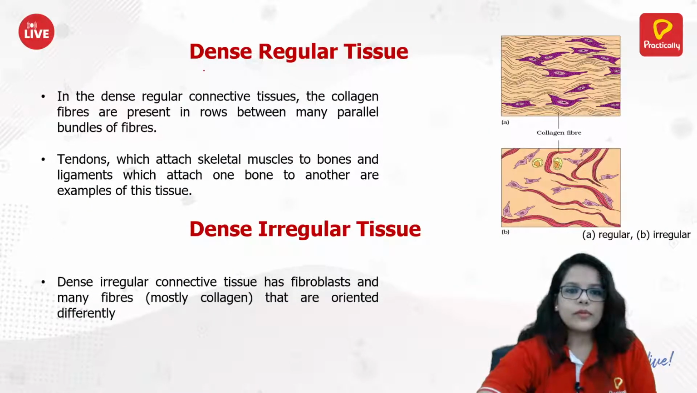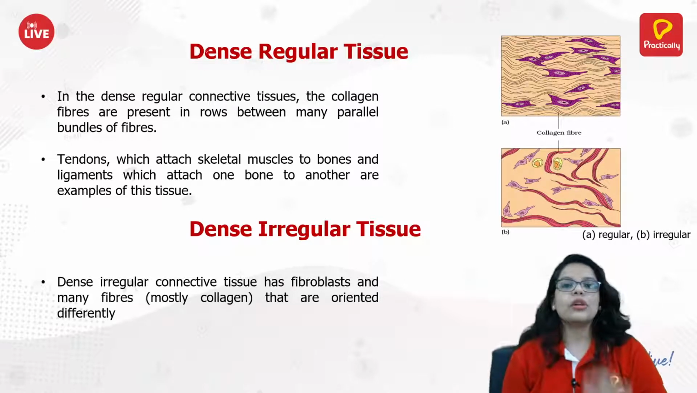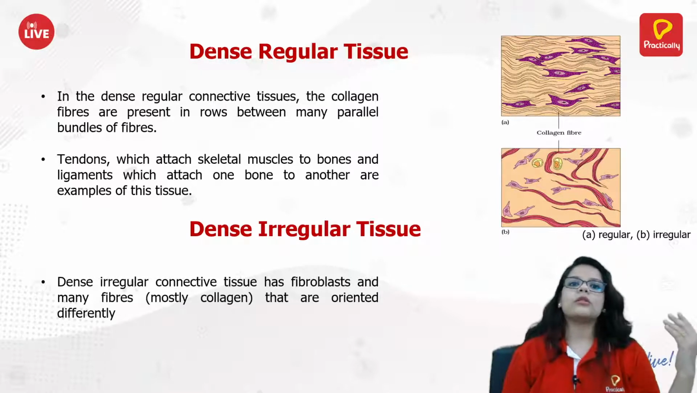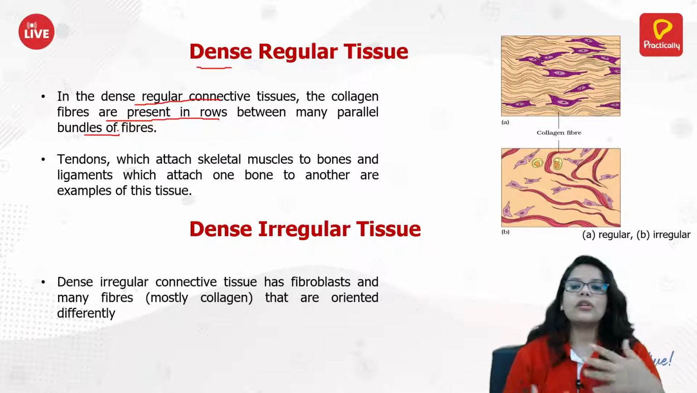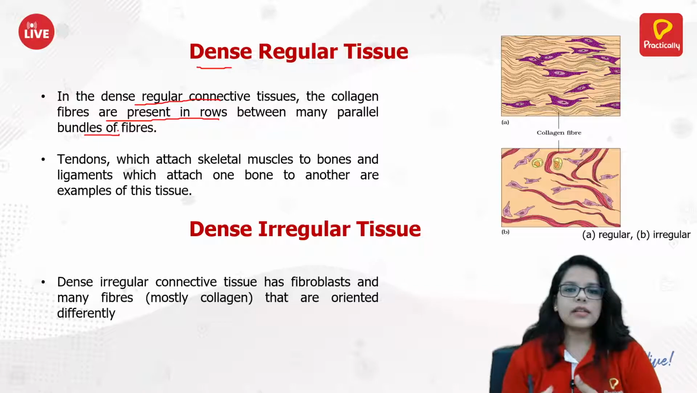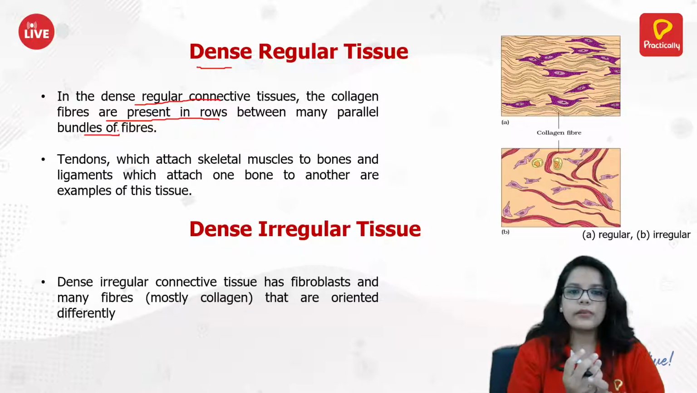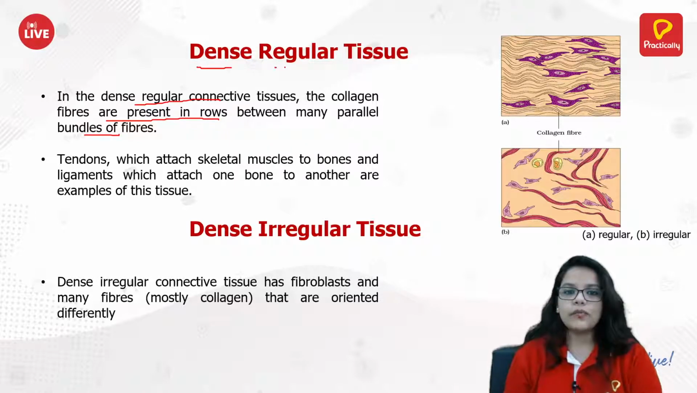Okay, so dense regular tissue. Till now we were reading about loose connective tissue. Now we are talking about dense tissue. So why dense? Because in these dense regular connective tissues, collagen fibers are present in rows between many parallel fibers. So they are all connected. There's not a lot of space here. In this kind of connective tissue, it is dense, it's packed. So that's why dense.